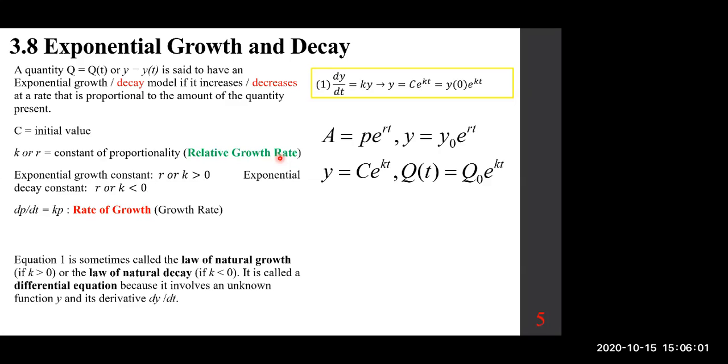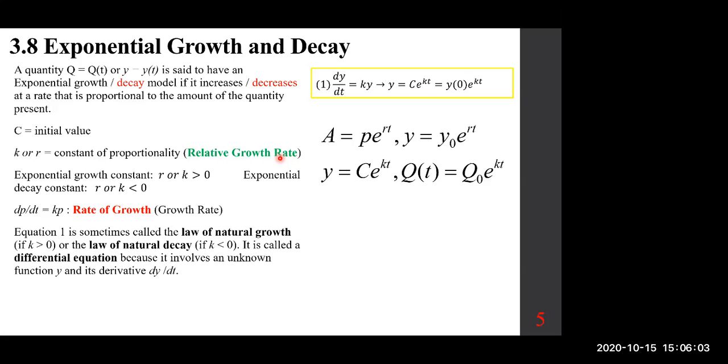So having said that, okay, look at equation 1 again. Equation 1 is sometimes called the law of natural growth if k is positive, the law of natural decay if k is negative. Okay. It is called a differential equation because it involves an unknown function y and its derivative dy/dt or dp/dt.